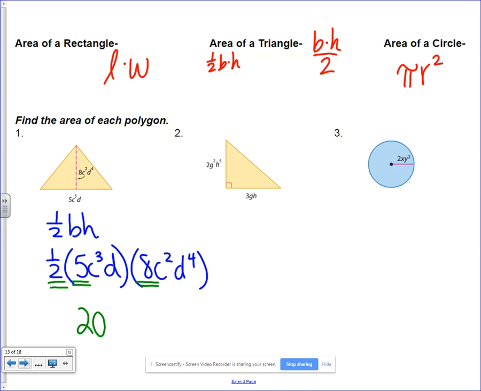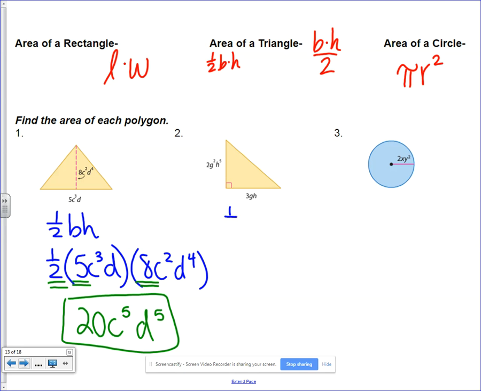Okay. What are we going to do with our variables? Add them. So this will be c to the and d to the. Wonderful. That would be the representation of this area. Okay. Everybody okay? Got another triangle, don't I?